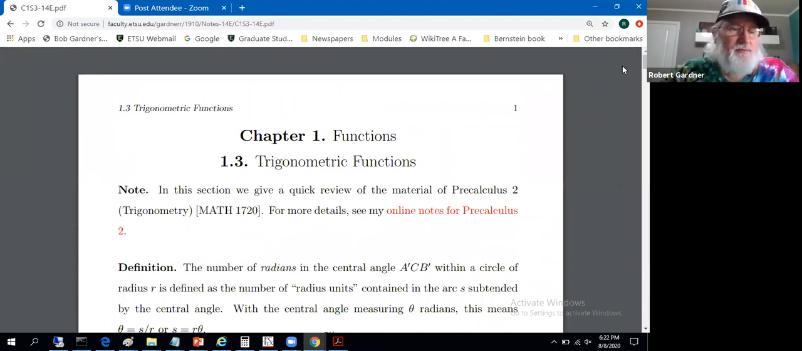1.4 is about using software. We're going to skip that one. And next section we'll do is 1.5, and that's on, if memory serves, exponential functions. It's not quite as long as this section.